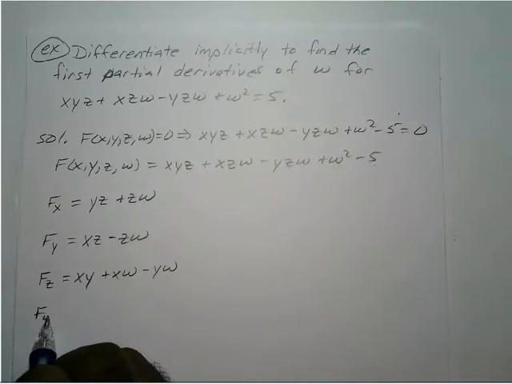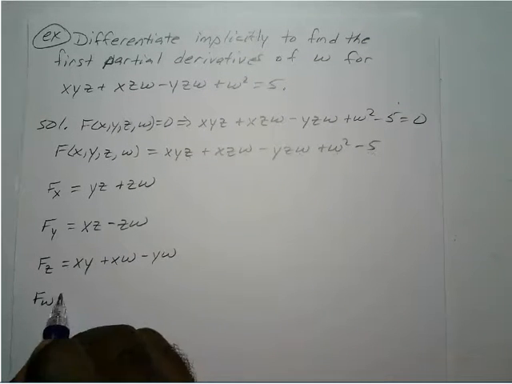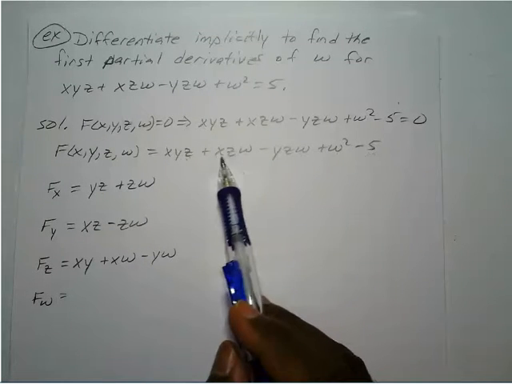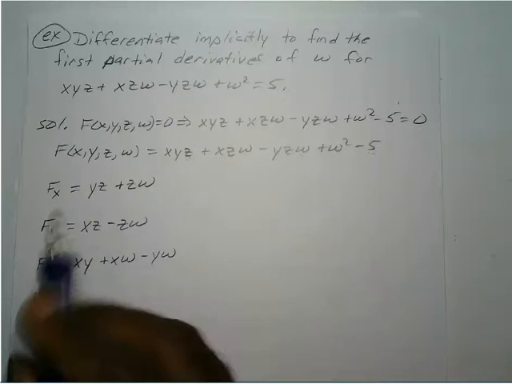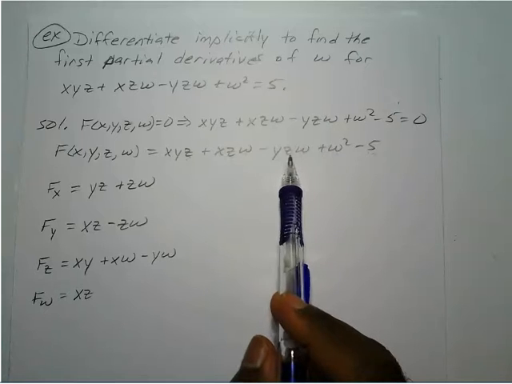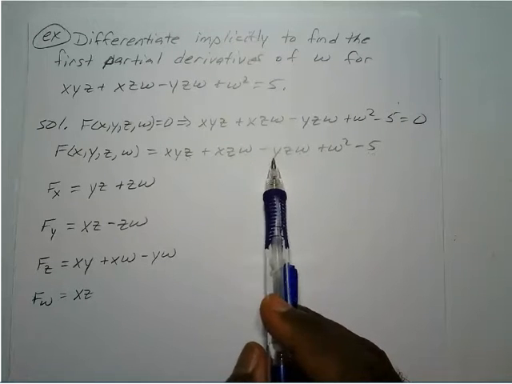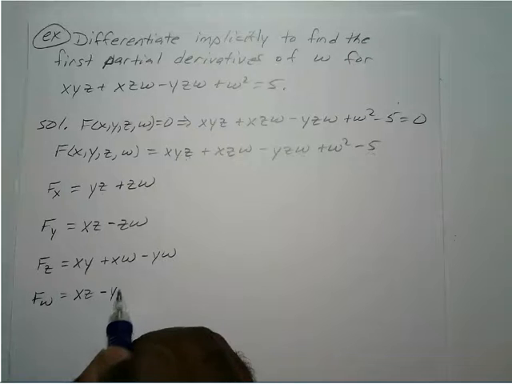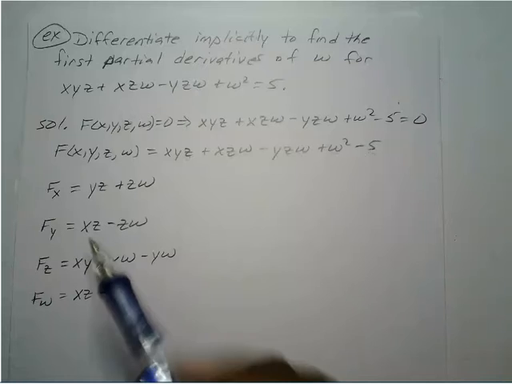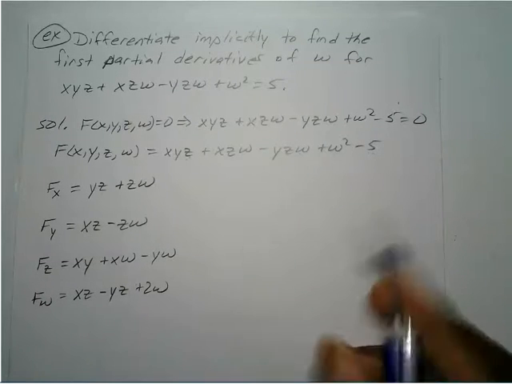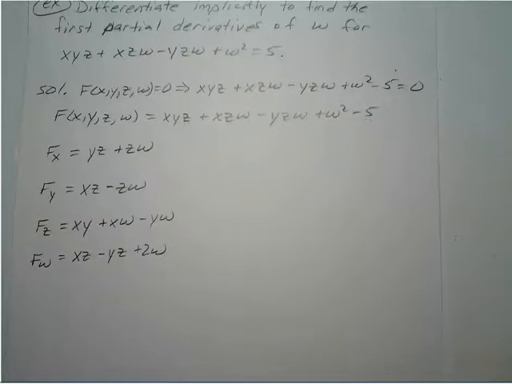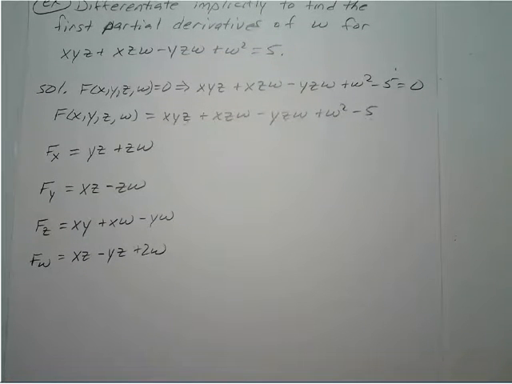And we find our partial with respect to w. Here, those are all three considered constants, so they disappear. The x and z are considered constants, they move out front, since the derivative of w is just 1. You have the y and z considered constants. Derivative of w would be 1, so that's minus yz. Here you have the derivative of w squared, which is 2w. And the derivative of a constant is 0. So we have everything we need to find all of our first partial derivatives.